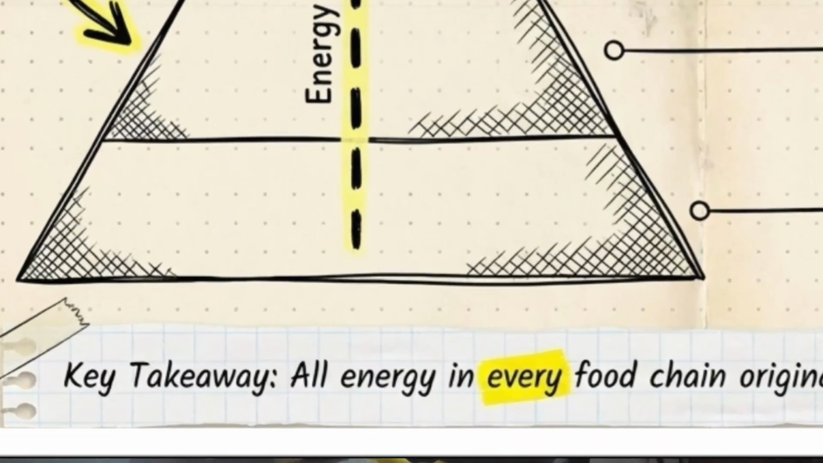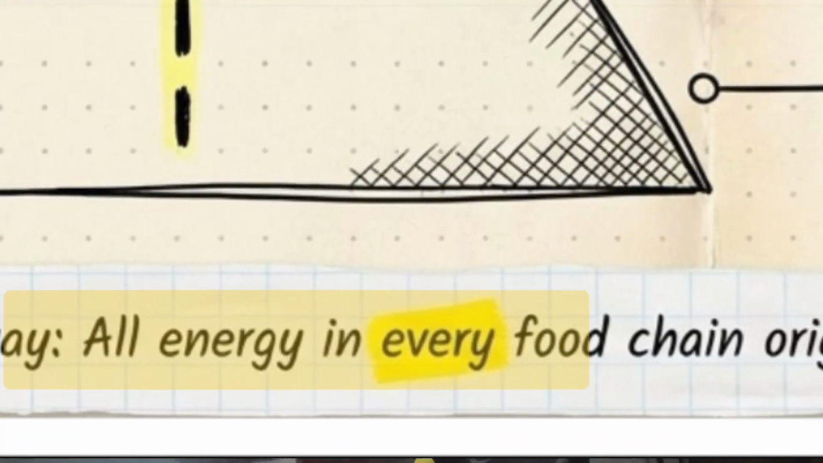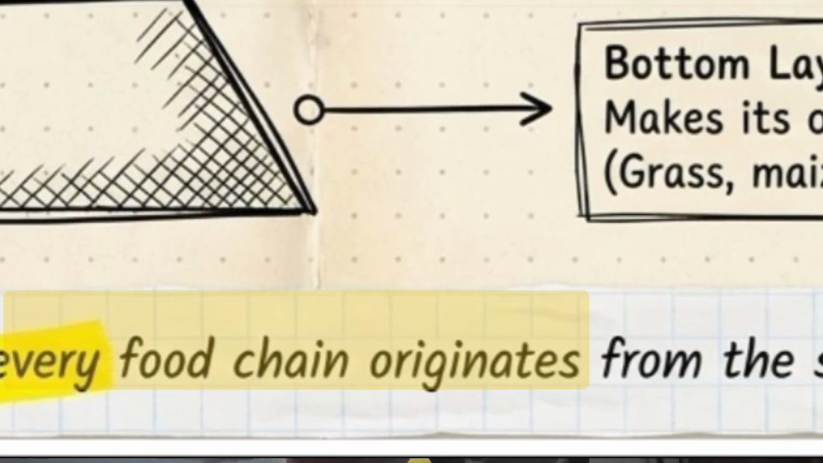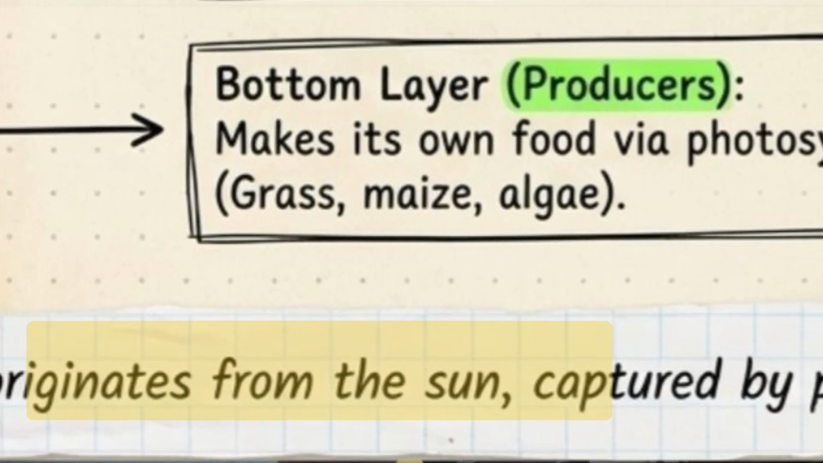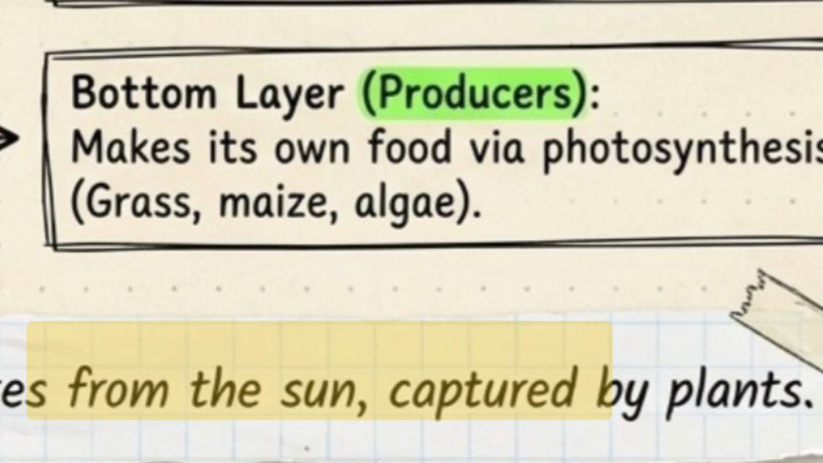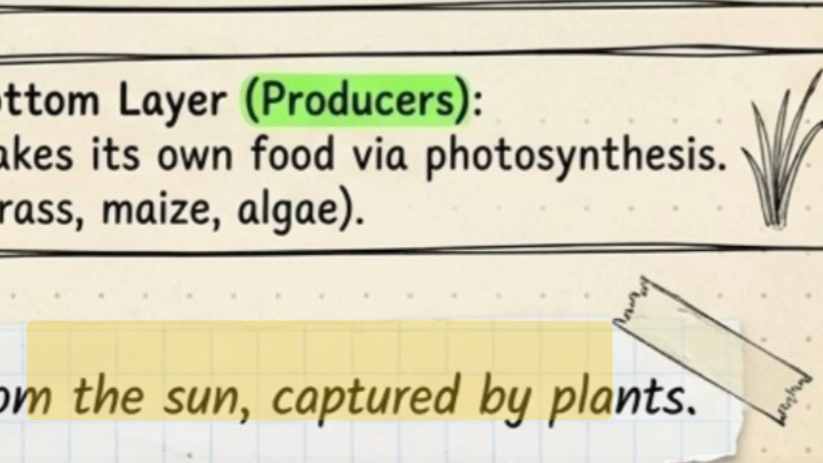So a key takeaway is here: all energy in every food chain originates from the sun. It was captured by the plants. So we go through this particular pyramid without forgetting the sun, because the sun helps in the production of the food.